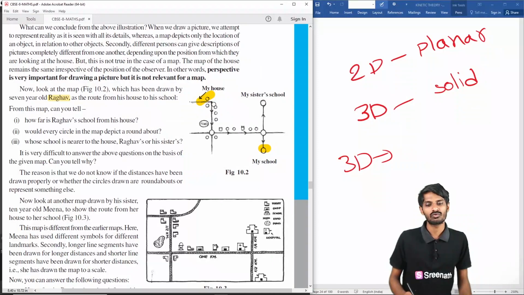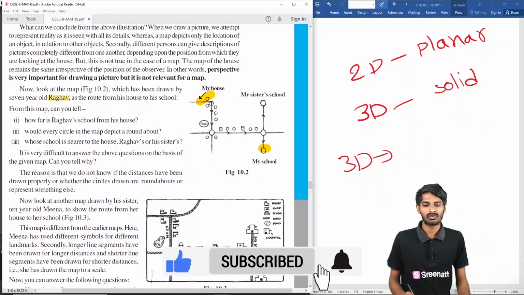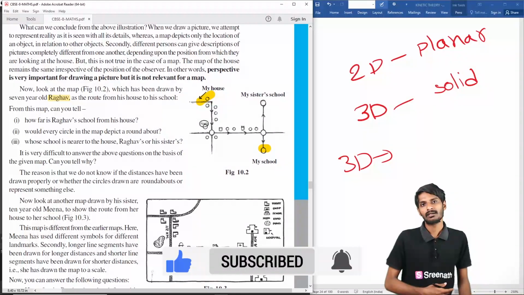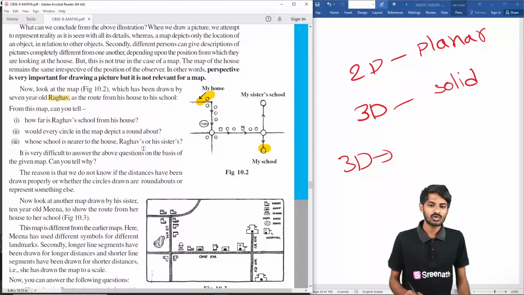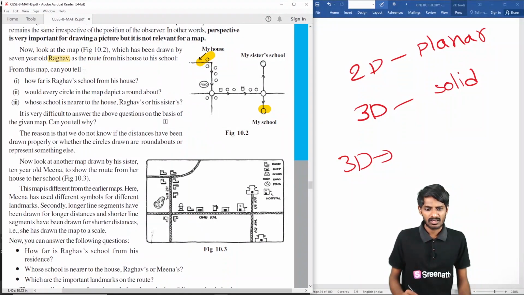We don't know. So there is no particular measuring. Okay, and these circles, what does that circle tell us? So whose school is nearer, sister's school or his school to home? It is difficult to get that information from this map. It is not perfectly matched; the distance is not properly mentioned there.